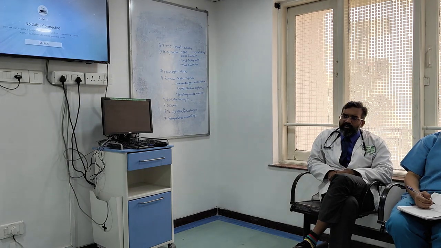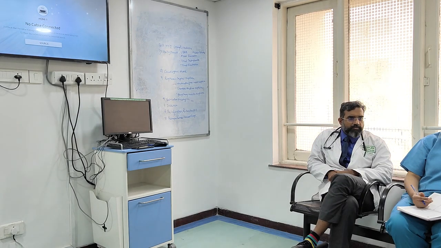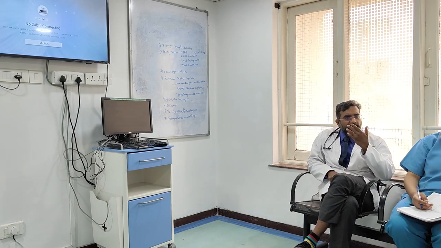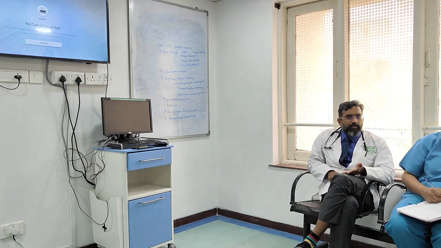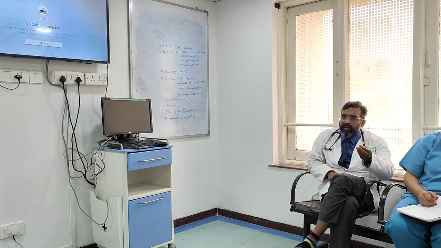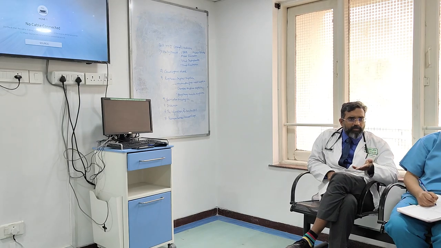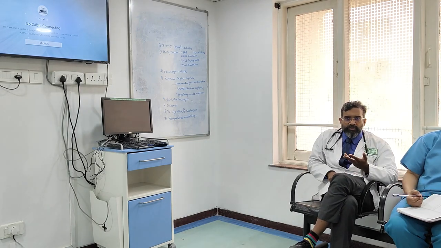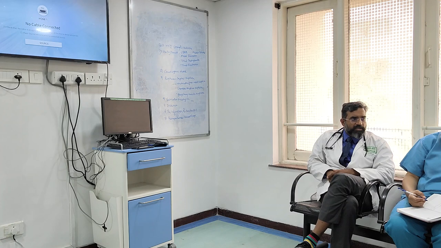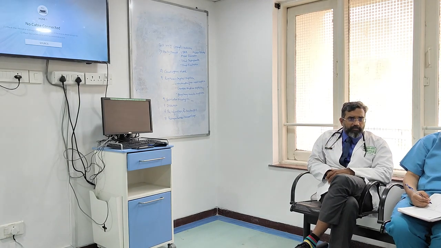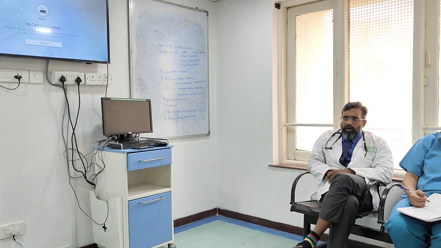Okay. Then what can you see on echo? On echo, you may be able to see a pericardial effusion. The moment the pericardial effusion is more than 1 cm, what do I need to do? Stop my anticoagulation immediately. You understand? That's very, very important. You find a pericardial effusion when you're not supposed to find one. So that goes in favor of this patient having post-pericarditis syndrome. Right? Clear?